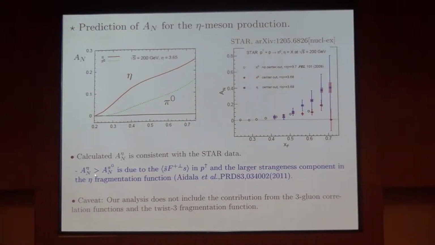Okay. The reason the asymmetry for eta is larger than pi naught is the following. It is due to the strangeness gluon correlation function in the polarized proton, and also the larger strangeness component in the eta fragmentation function. And this strangeness gluon correlation was responsible for reproducing the kaon data, and that's also responsible for the eta data.